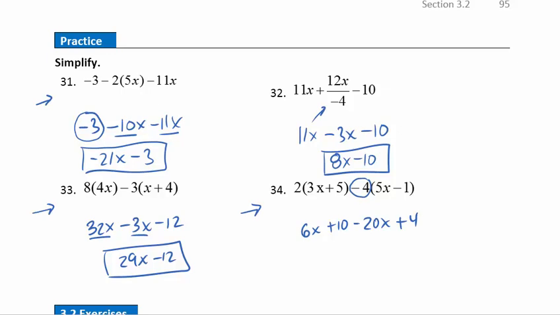Let's look for some like terms. I have some x terms here, and then some constant terms to combine. Let's start with our x terms to write this in descending order. A positive 6x and a negative 20x will give me negative 14x. Then a positive 10 and a positive 4 will give me a positive 14.